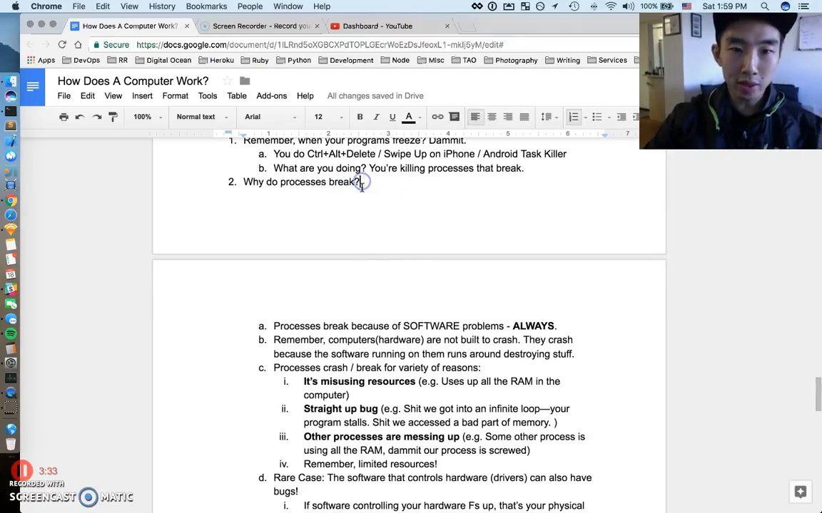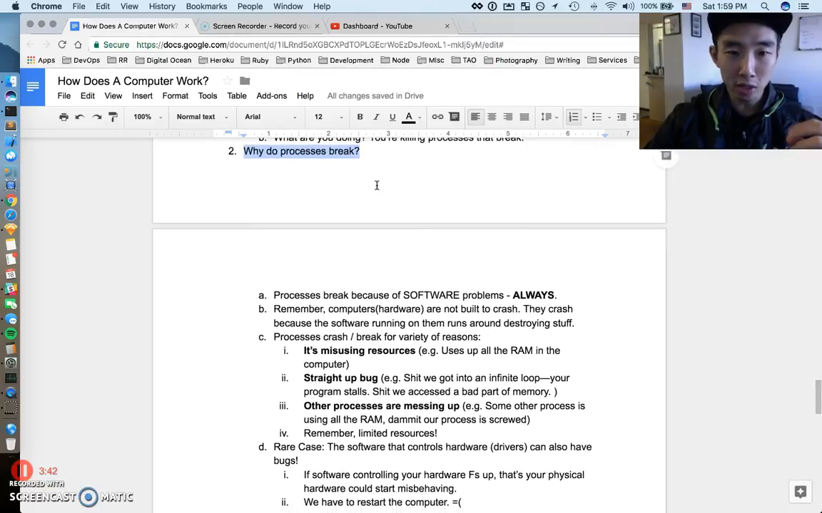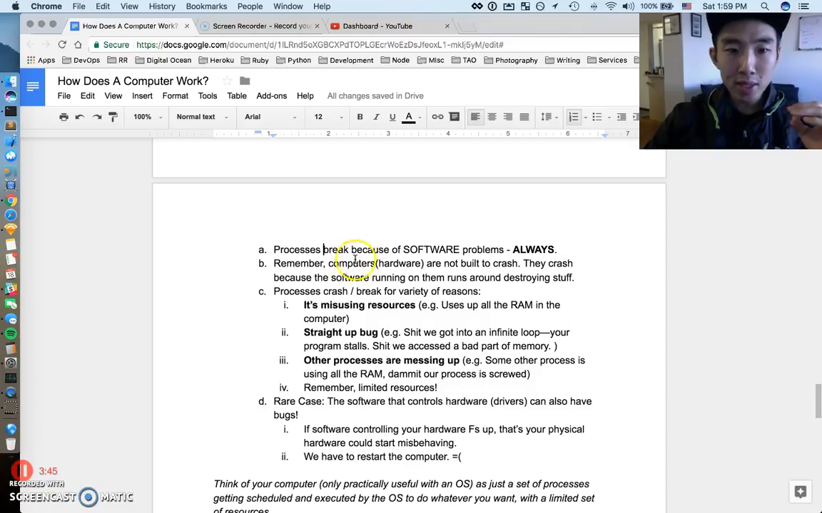So why do these things break, and why do computers crash? When I was growing up, I was so upset when my computer crashed and I didn't understand why it was crashing. Pretty much, processes break because of software problems. It's always a software problem, because inherently software created that process. So if that process misbehaves, there's a problem in the software. Computers and hardware are not built to crash. They only crash because the software running on them destroys stuff. This is a really important point, so I'll say it again: computers and hardware are not built to crash. They only crash because software on them just messes up.